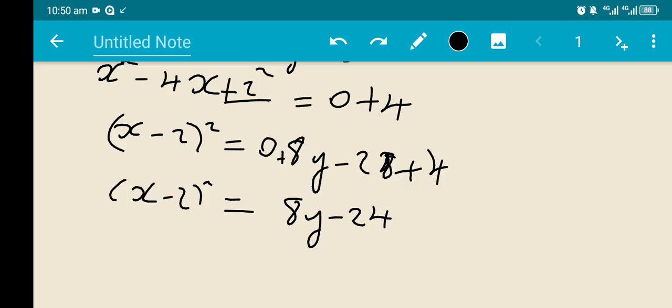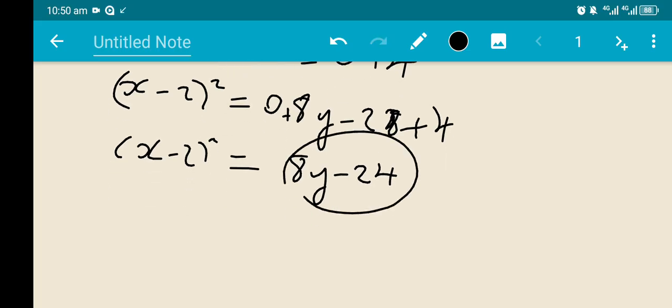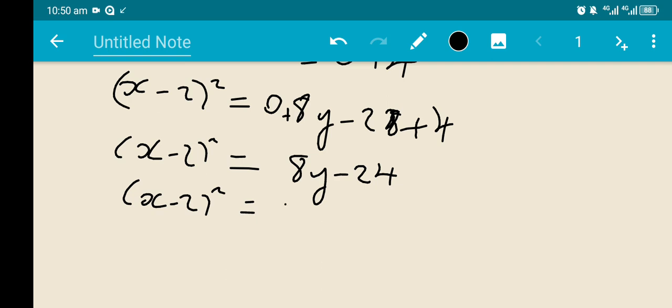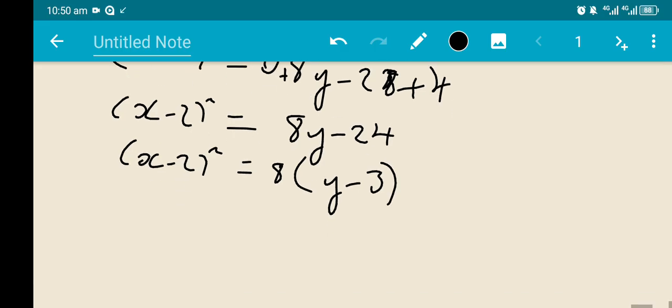Then what else can we do? Let's simplify this even further. Let us factor out what is common between these two. As we may see, it's an 8, because 8 plus 8 is 16, then plus 8 would be 24. So x minus 2 squared should be equal to, factoring out the 8, 8 open brackets y minus what? 8 times how many times? 3. Yeah, 8 times 3 gives us 24. So as you may see, we're done.